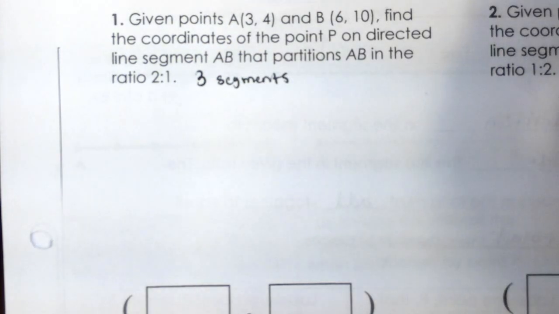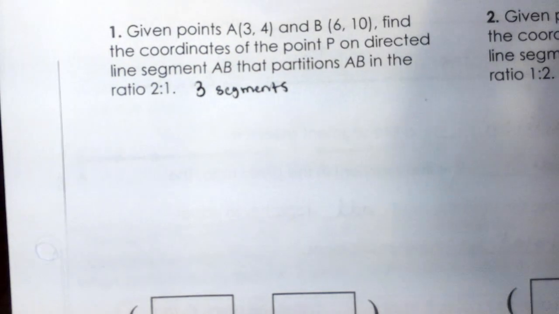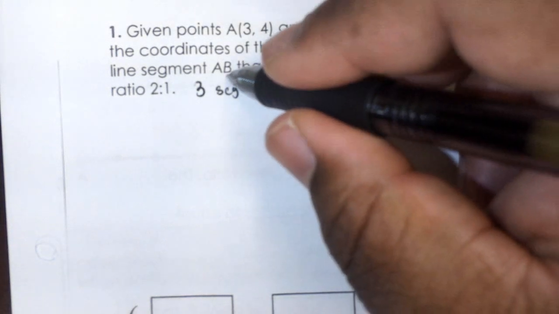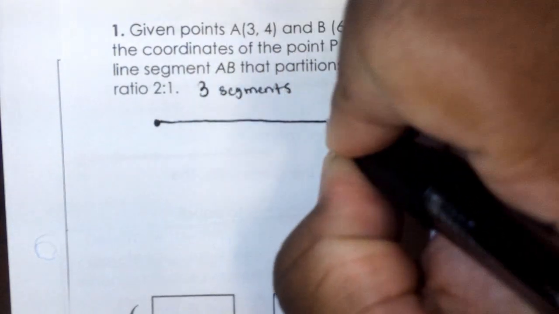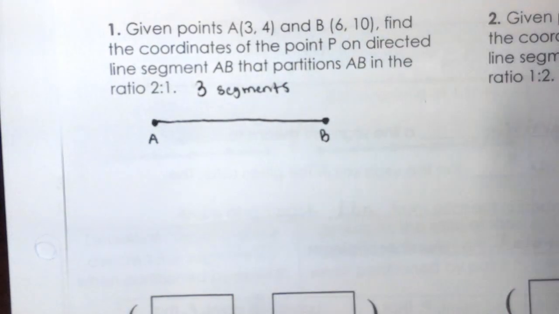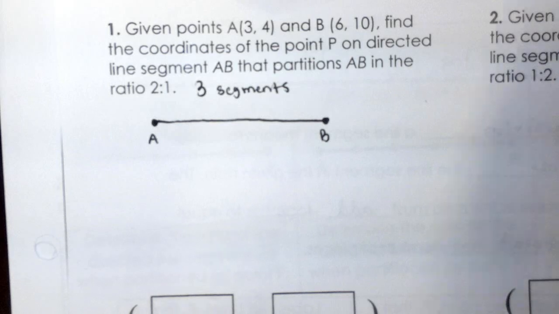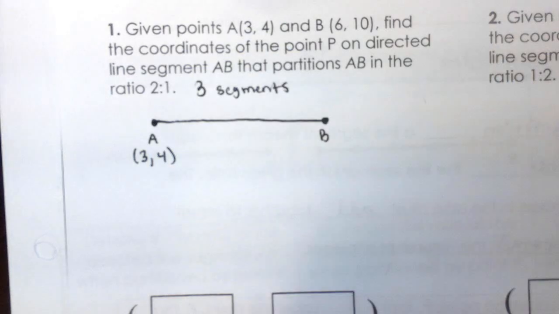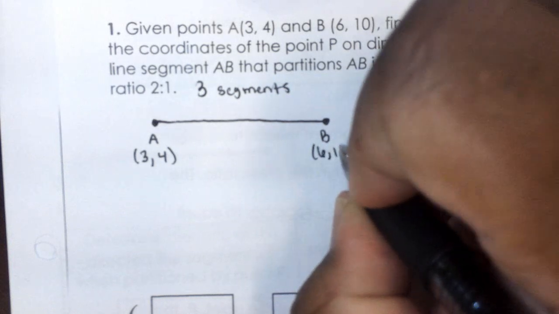Alright. After that, I'm drawing my segment. They told me to partition the line segment A to B. That's going to be important because sometimes we do switch it up on you. So they want me to go A to B. Put A over here, put B here. And then my coordinates for A were 3, 4. My coordinates for B were 6, 10.